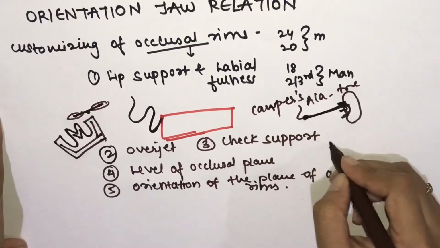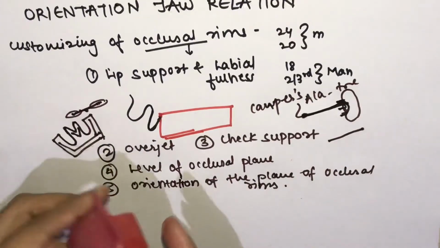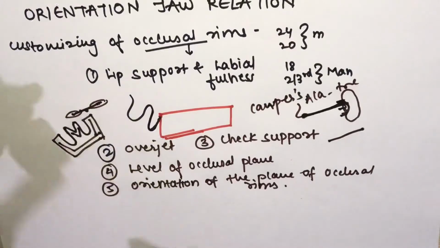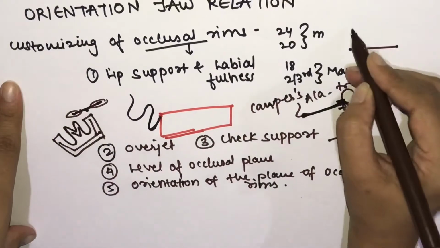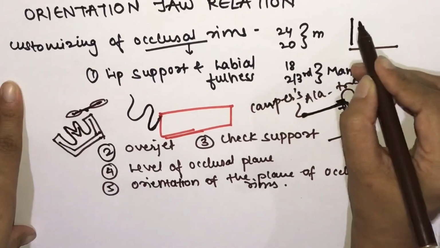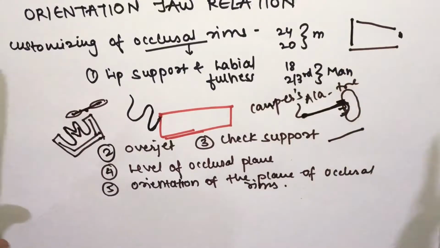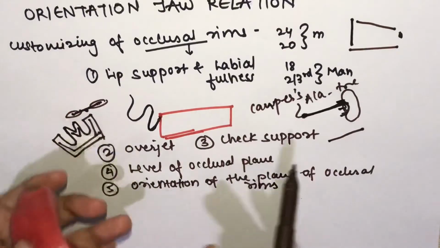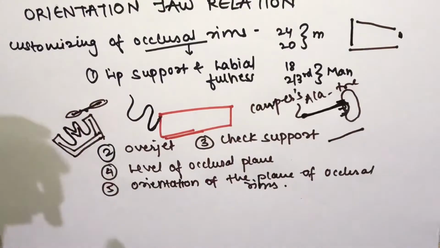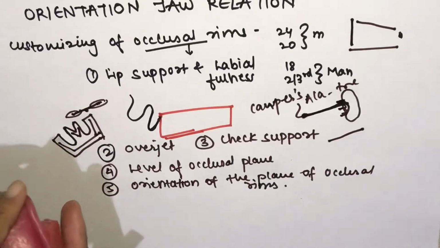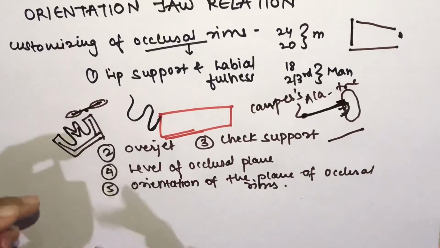So you mark this ala-tragus line, then you place the maxilla into the patient's mouth. The position of the patient should be such that the chair is perpendicular to the floor. Your chair is completely upright, and the patient is asked to look at his toes. This is the position of the patient, and then you place the maxilla, and after that you place the bite fork.